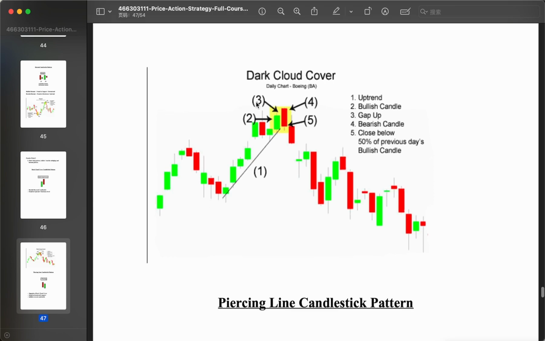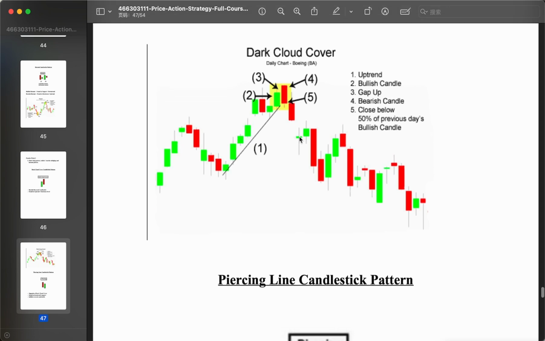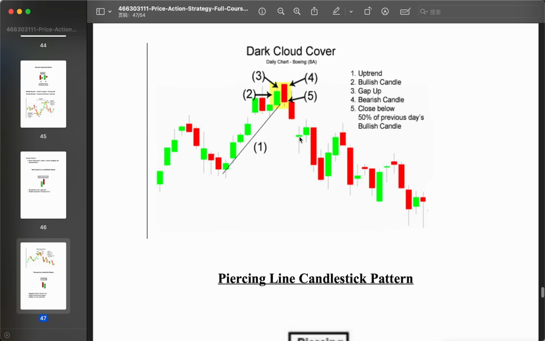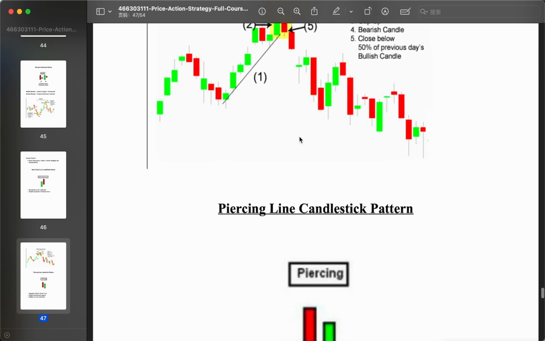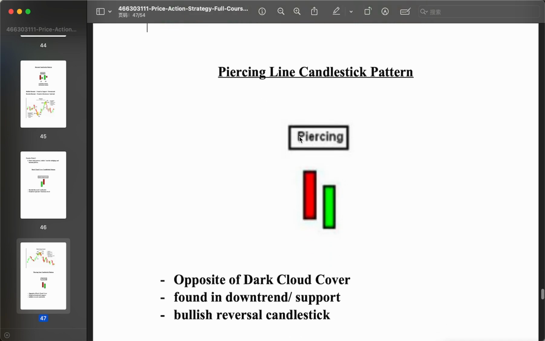So you see 1, 2, 3, 4, 5. This is a classic dark cloud cover. You can realize in the first section, this is an uptrend. In the number 2 area, this is the green bar. And the third one is the red bar. Okay, you see this gap up. And then in 4, you see the red bar. And in 5, you see the close below 50% of the previous day's bullish candle. So when you see the dark cloud cover, with a similar color bar on the top, it could mean the price is heading in the opposite direction.